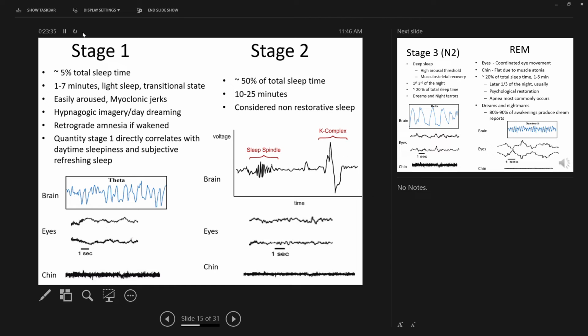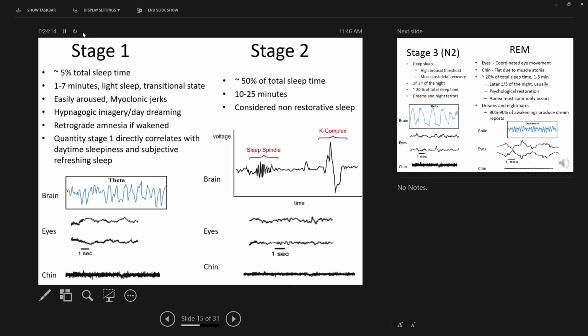In stage 1, a person is very easily aroused. They might have myoclonic jerks. You guys know what that is, where you start to fall asleep and then you kind of jerk and wake yourself up. There can also be hypnagogic imagery or daydreaming. Sometimes if somebody is awakened during stage 1, they will experience retrograde amnesia. And the quantity of stage 1 sleep directly correlates with daytime sleepiness and subjective refreshing sleep. So somebody who's in stage 1 sleep more than they should be is not going to get that restorative sleep, and they will recognize that as feeling worse during the day.